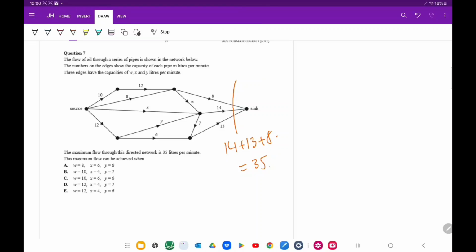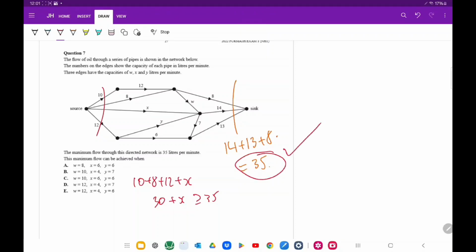Now, if we make a cut going through this way, you can see 10 plus 8 plus 12 plus x. This gives us a total of 30 plus x. That has to be greater than 35. The reason why it has to be greater than 35 is that the maximum flow is the minimum cut. So in this case, since we know that 35 is the correct answer, everything else has to be larger than the min cut.